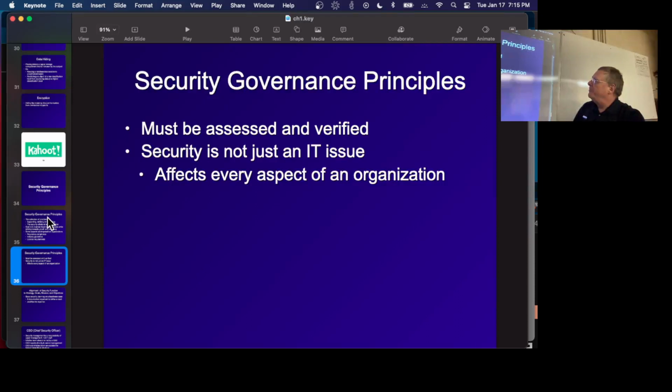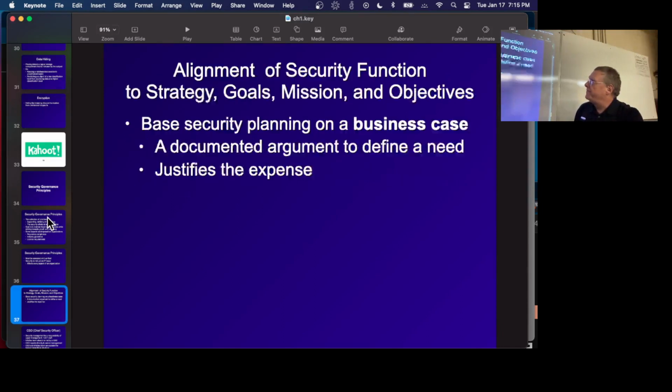So these are principles. Security is not an IT issue, it's a management issue. It has some IT involved in it, but it's really a management issue and affects the whole organization. All right, so you're going to try to align your security functions to these different levels of your security controls: strategy, goals, mission, and objectives. So you want to make a business case for these, which is your explanation of why it is worth spending money and resources to accomplish your goals.